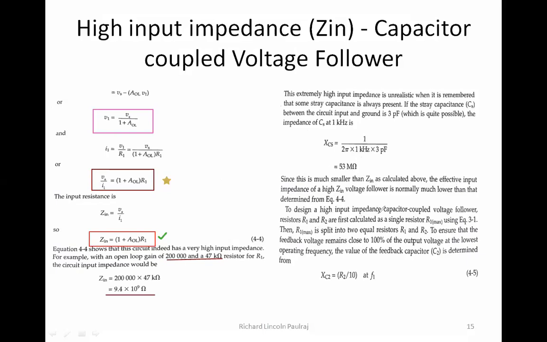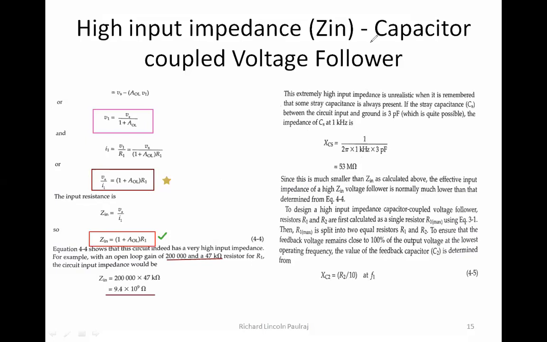To design a high input impedance, we take the same conditions that we considered previously. For example, at 3 dB, I'm going to take XC2 equal to R2 by 10. Remember, we take the same conditions and proceed with them in mind. If the resistance is low, then we bump up the values of capacitance.